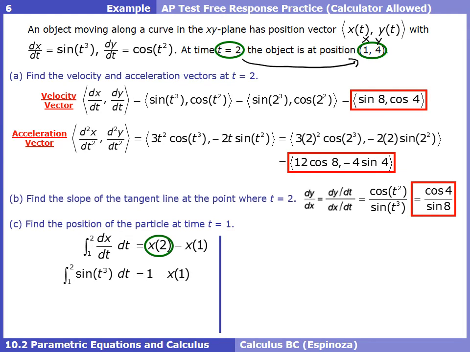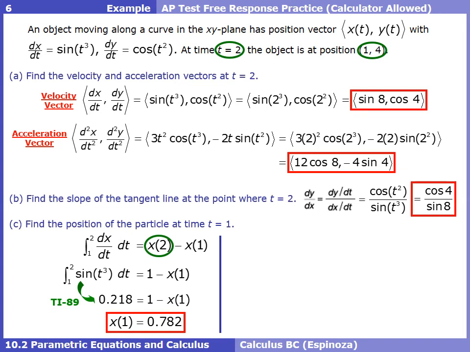X position at 2 is 1. And then we're trying to find, of course, the position at time equals 1. If we take the TI-89 and evaluate that integral, we'll get 0.218. And if we take that 1 and subtract it, and then also move that negative over, we'll find that the x-coordinate at t equals 1 is 0.782.